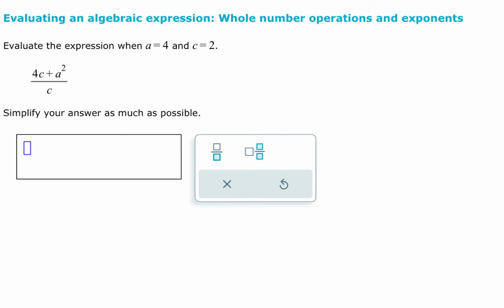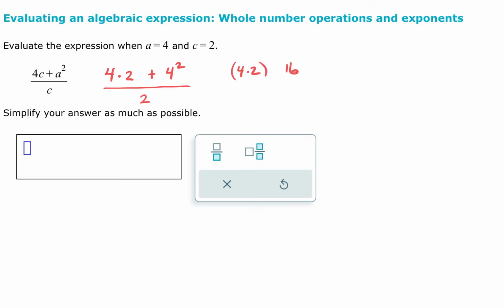So we have 4c, that means 4 times c. So I'm going to do 4 times 2. Then we have plus a squared. A was 4, so that'll be 4 squared. And then the whole thing is over c, which is 2. So now we're going to follow our order of operations, and we're going to do 4 squared first. 4 squared is 16.